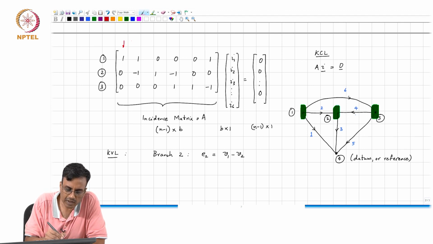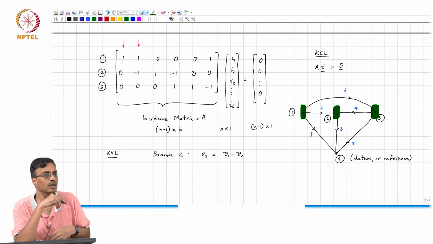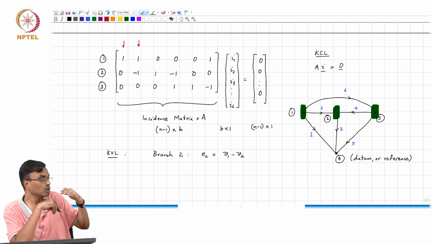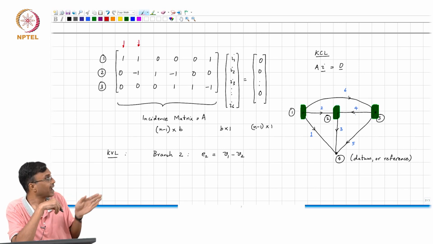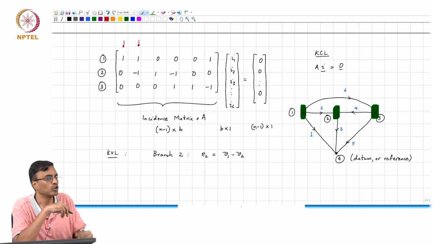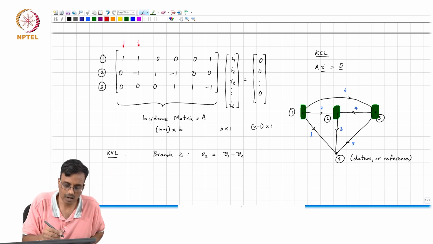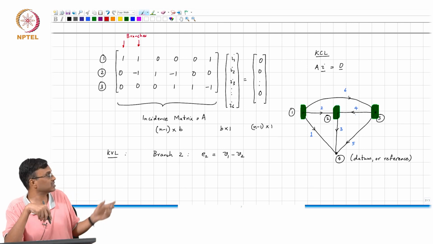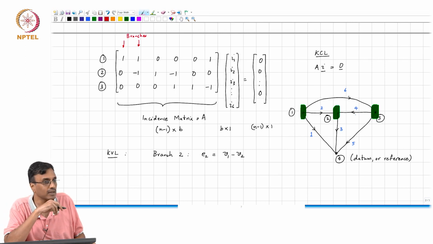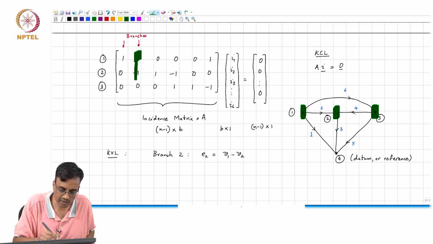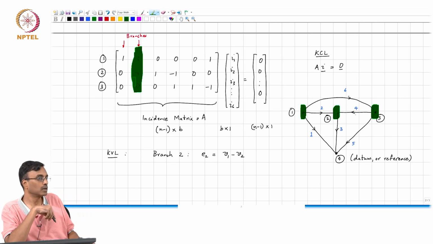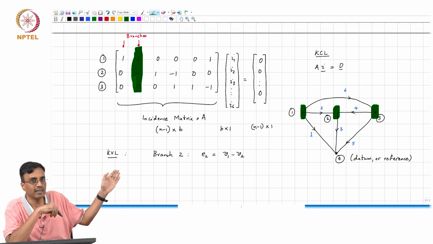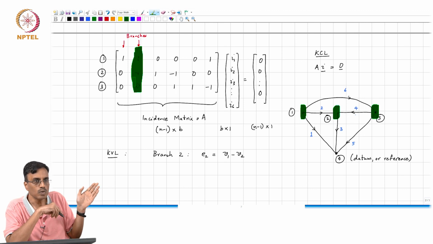Remember that each one of these rows corresponds to a node, and each one of these columns corresponds to a branch. So, can you stare at the columns and take a guess as to how the branch voltages can be related to the node voltages? Well, what is this 1 minus 1 telling us? Let us take this column. This corresponds to which branch? This is the second column, which basically means that this corresponds to branch number 2, correct.